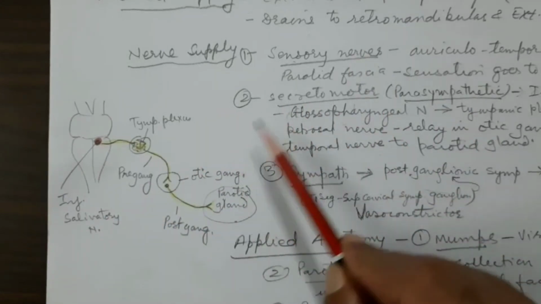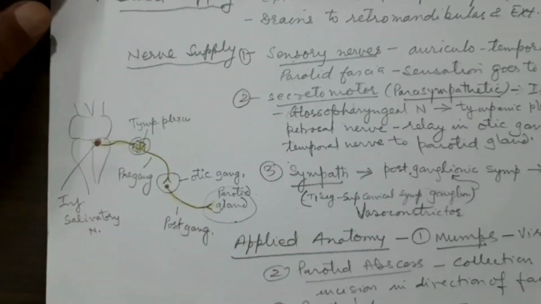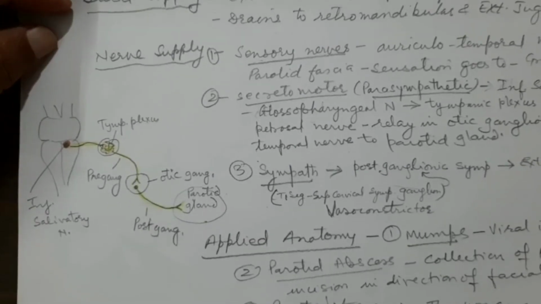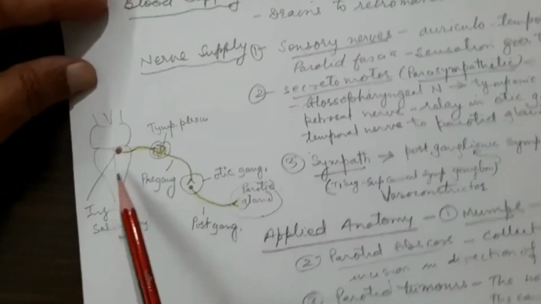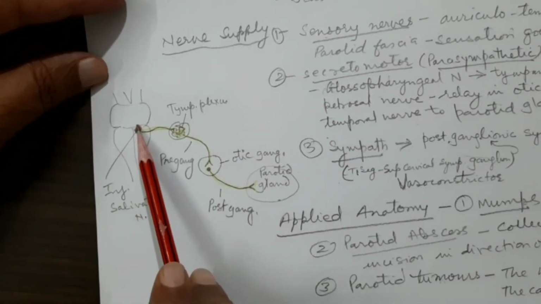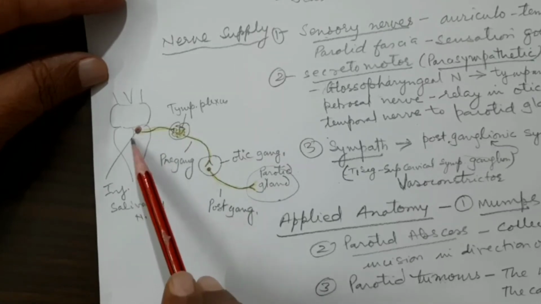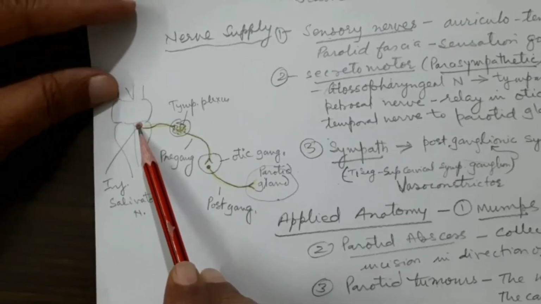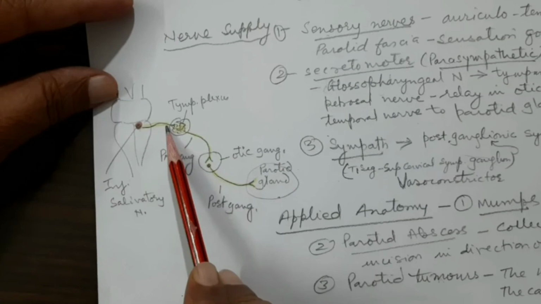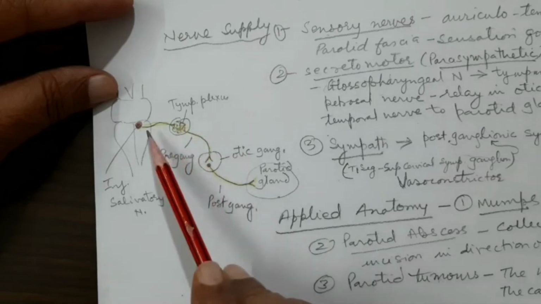Second, we come to the secretomotor or parasympathetic nerve, which leads to the secretion of the parotid, because parotid gland secretion is under autonomic control. If you trace the whole path of this parasympathetic nerve, the preganglionic neurons are located in the inferior salivatory nucleus, which is in the medulla. The inferior salivatory nucleus will give the axons, which will come out from it.